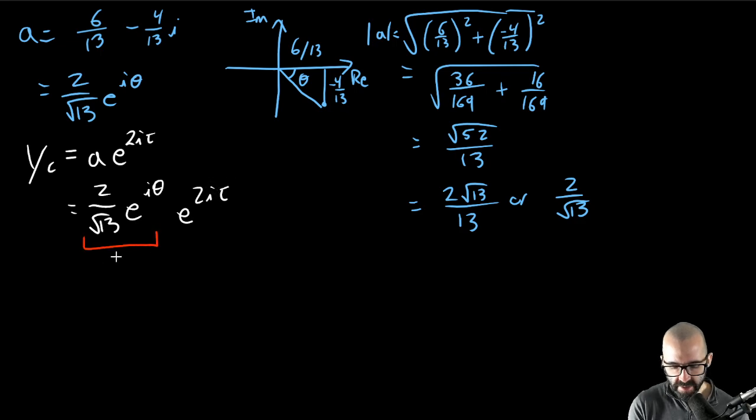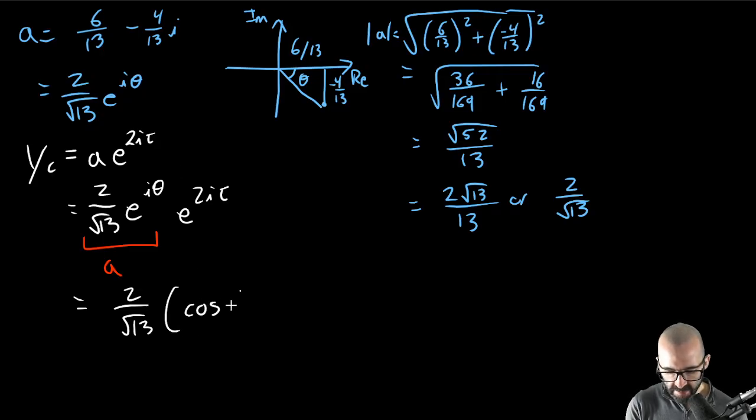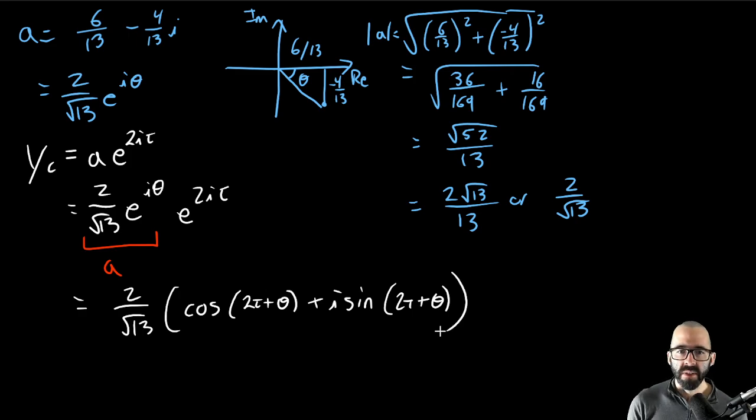Again, as a reminder, this first part is A. Let's just simplify. Just like before, this is 2 over root 13. This is just 2t plus theta. So this really is just cosine of 2t plus theta plus i sine of 2t plus theta. This is our complex solution. And we only want the real part of this.